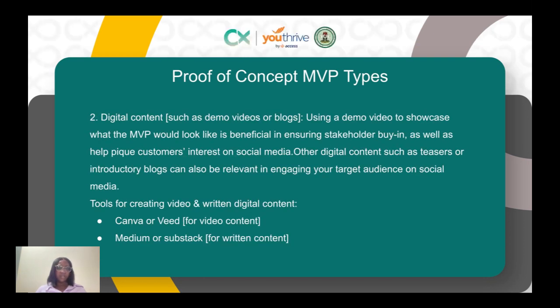Now, another example of proof of concept MVP type is digital content such as demo videos or blogs. Using a demo video to showcase what the MVP would look like is beneficial in ensuring stakeholder buy-in, as well as it also helps to pique your customers' interest on social media. Other digital content such as teasers or introductory blogs can also be relevant in engaging your target audience on social media.